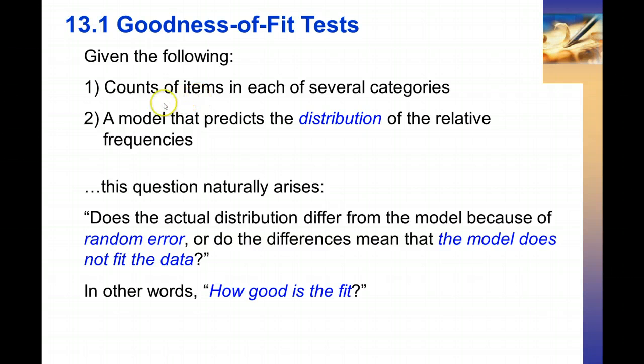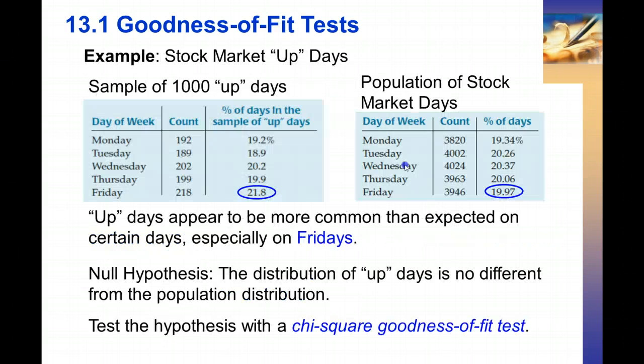The goodness of fit test, and these slides that will continue here are the exact slides from the textbook. So goodness of fit test, you're given the following: the count of items in each of several categories, and you have a model that predicts the distribution of the relative frequency. So the question naturally arises, does the actual distribution differ from the model because of random error, or do the differences mean that the model does not fit the data? In other words, how good is the fit? Hence goodness of fit. So you have a model and you want to see if the data fits the model.